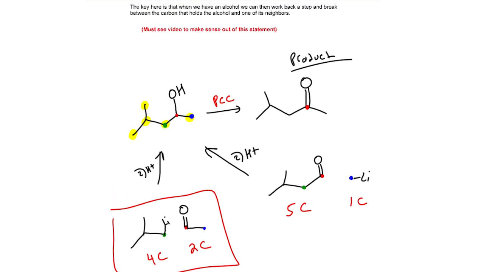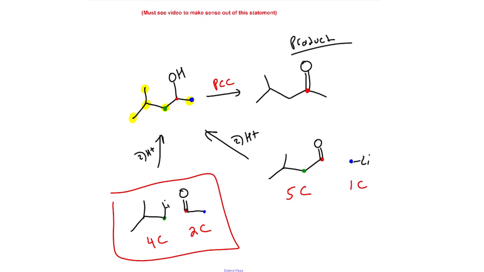Now let me again summarize what I just described. You want to get back to the alcohol from whatever they give you, because once you do that, you can take the carbon with the OH and break one of its neighbors and separate. And what makes you decide how to separate is going to be based upon how you can do it so you get 4 carbons or less on both sides. That's all you're going to do. Okay, so that's the basic logic here.